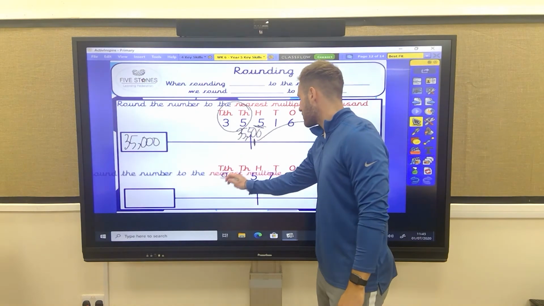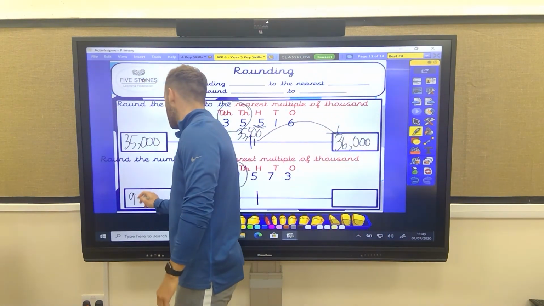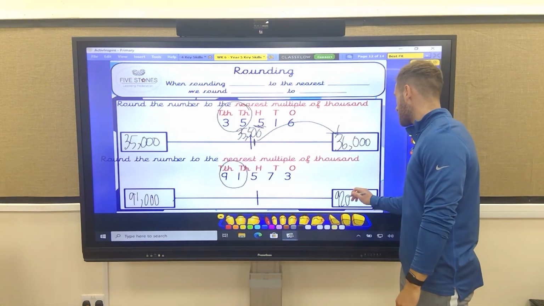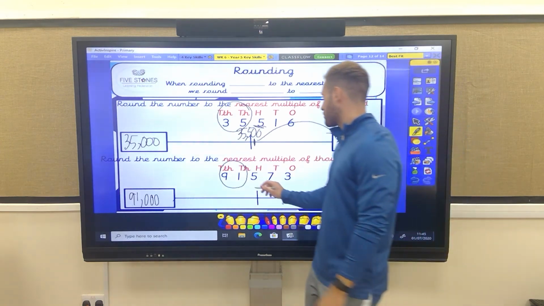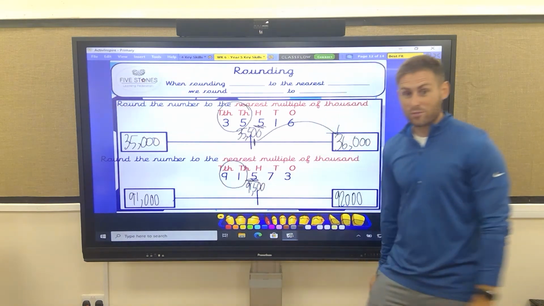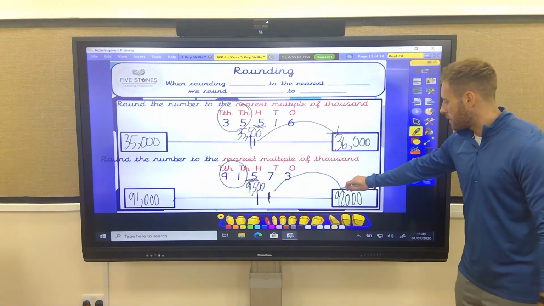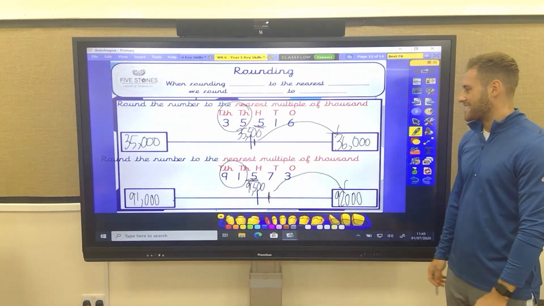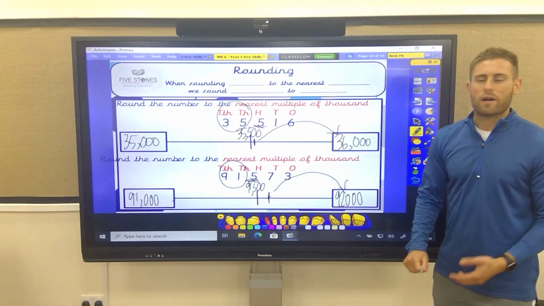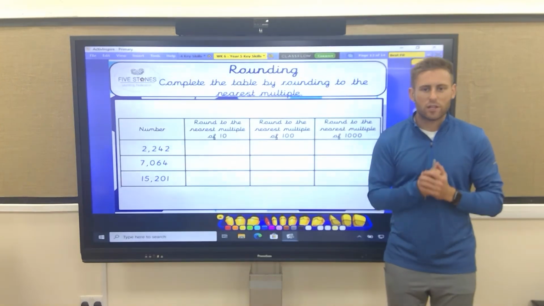Right, nearest multiple of 1,000, we are currently at 91,000. Our next multiple would be 92,000. Our midpoint would be 91,500. Where are we at? Yes, we're past 500, 570 actually, so a little bit further along. And we would round up to 92,000 because we're closest to it. Anything from the midpoint onwards, we round up to that closest multiple.